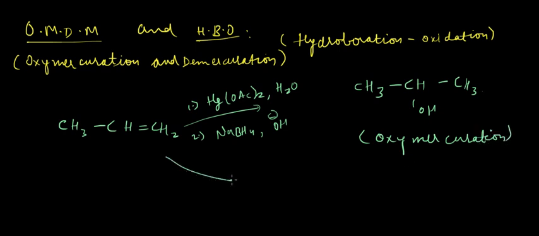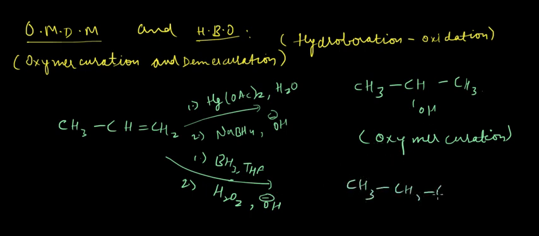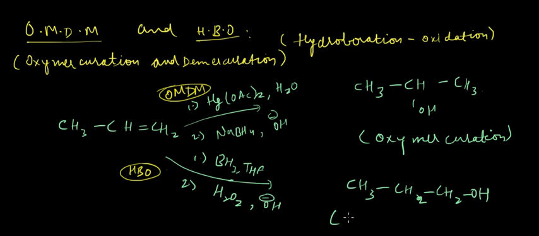Okay, and if we react the same compound with, in the first step, BH3 in presence of THF, and second, H2O2 or peroxide in presence of again basic medium. So what would the product formed here be? The product formed here would be something like this. This is a product of hydroboration oxidation or HBO. So this is OMDM and this is HBO. We get here hydroboration oxidation.